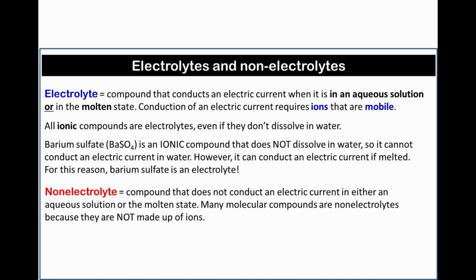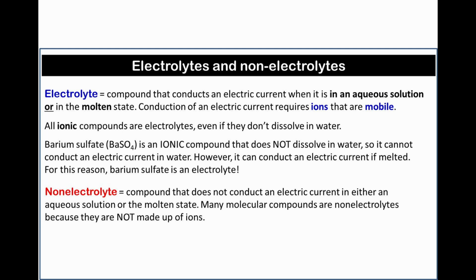An electrolyte is a compound that conducts an electric current when it is in an aqueous solution, or in the molten state. Conduction of an electric current requires ions that are mobile. All ionic compounds are electrolytes, even if they don't dissolve in water. Barium sulfate is an ionic compound that does not dissolve in water, so it cannot conduct an electric current in water. However, barium sulfate can conduct an electric current if melted, and for this reason, barium sulfate is an electrolyte.